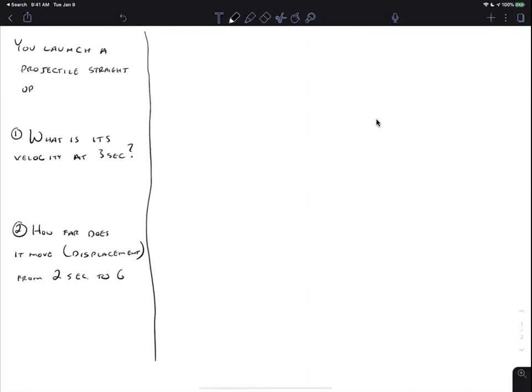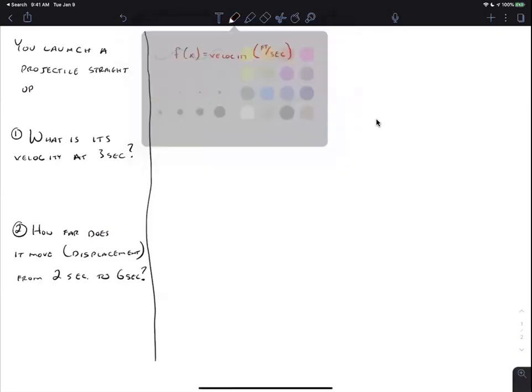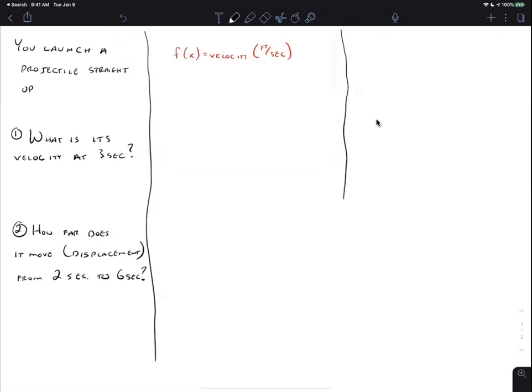And now I'm purposely not giving you any functions, but we're going to talk about this in two different situations. So in the situation on the left, I'm going to say that you have a function f of x that represents the velocity in feet per second. On the left part of the screen, we're going to talk about if you were given a velocity function like we were given yesterday, how would you answer each of these two questions?